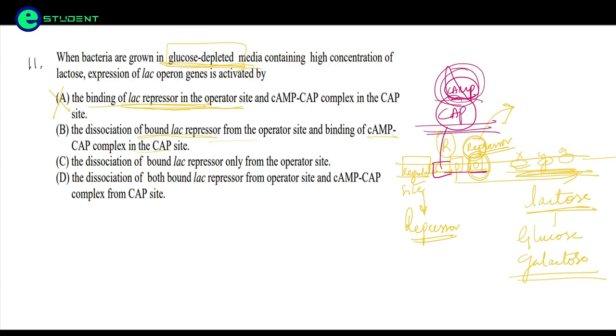and this will increase the efficiency of RNA polymerase binding with the promoter site and going for the transcription further. Okay, so the dissociation of bound repressor, so this repressor is dissociated from the operator site, and binding of CAP complex with the CAP site. The cAMP will come and bind here, and this will increase the efficiency of RNA polymerase binding to the promoter site and then transcribing. So this option is the correct option.